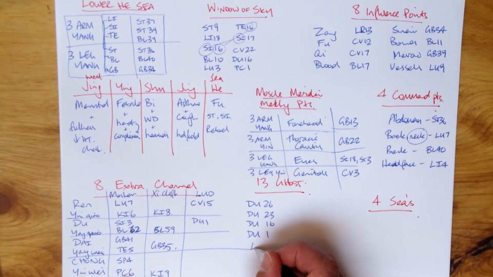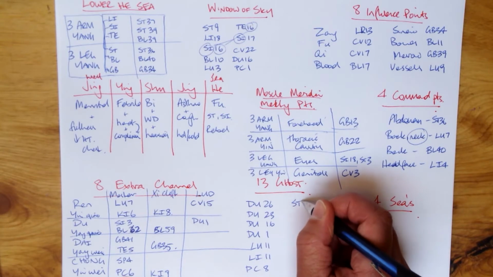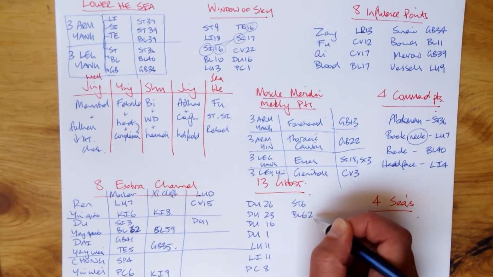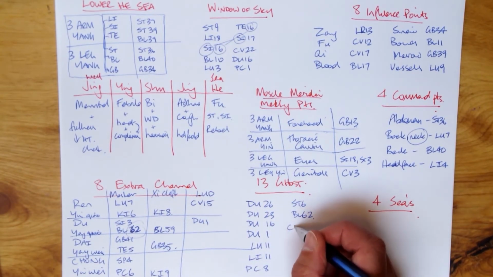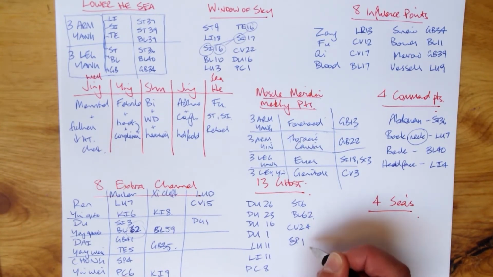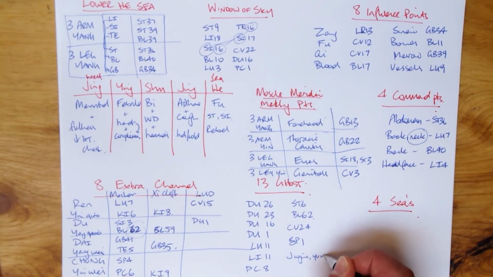A lot of extreme points here, and that leads into lung 11 and large intestine 11. Then PC8, PC7. Stomach 6, a bit of a tougher one. Bladder 62, which is also over here. CV24, spleen, another extremity. Spleen 1, and then you have the 2 points under the tongue, jin jin yu.